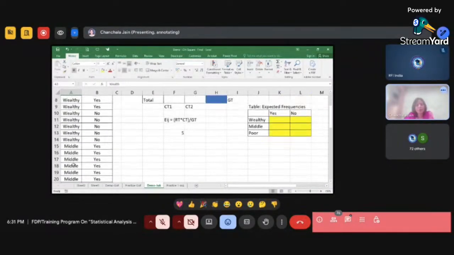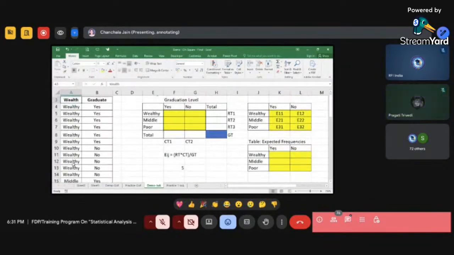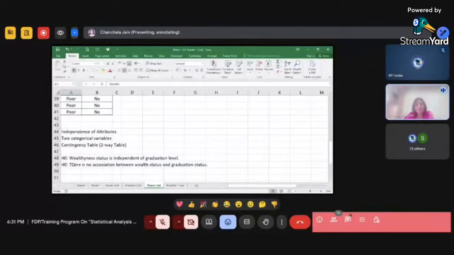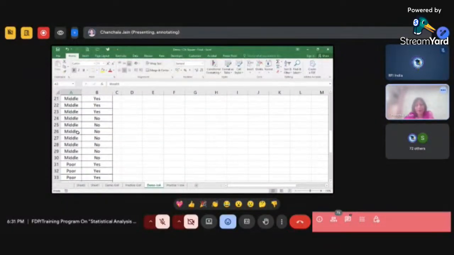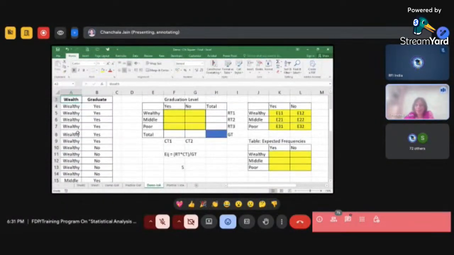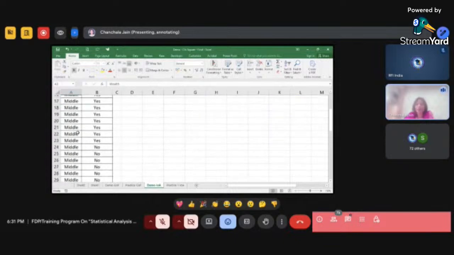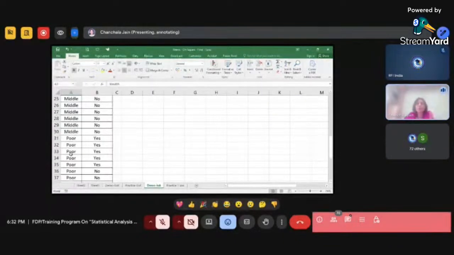Is it okay? That means I have two categorical variables. The first one is the wealth status, the second one is the graduation status. In the wealth status, I have three categories, whether the person is wealthy, has a middle wealth status, or is a poor person. In the graduation status, I have two categories, whether the person is graduated or not graduated. Two categories and three categories. This data is available here, so I can say I have two categorical variables available with me. Is it okay, friends?